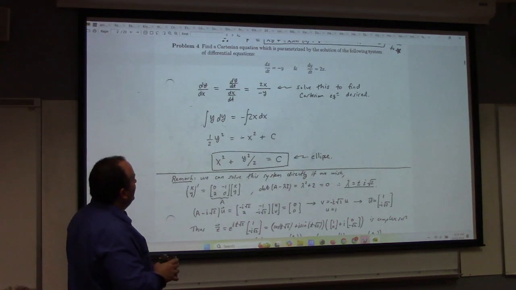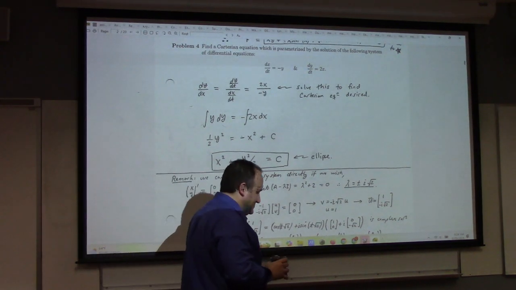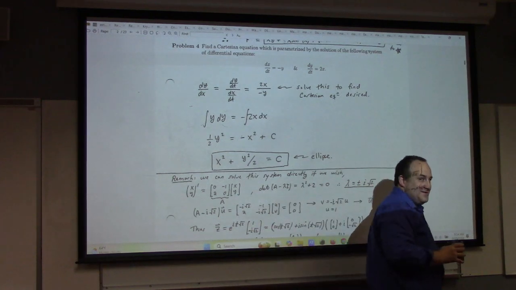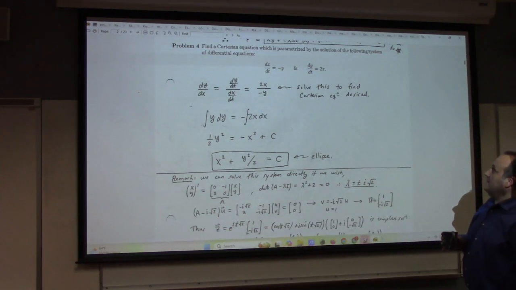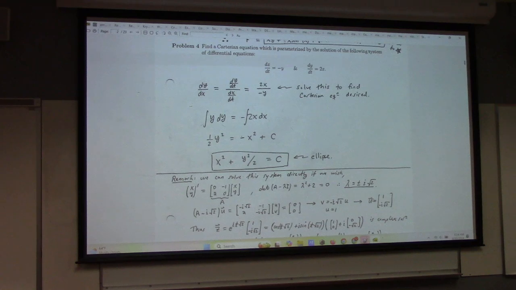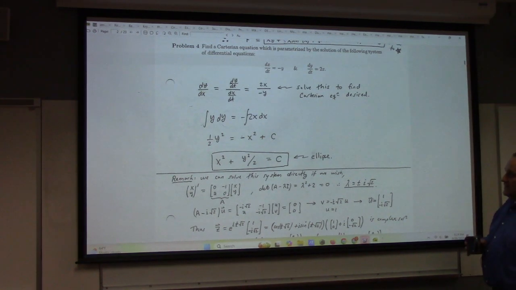So next up, we're trying to find a Cartesian equation, which is parametrized by the solution of the following system of differential equations, right? So what I'm after here is I want to find a Cartesian solution, right? If you want to find a Cartesian solution, a nice trick to use is to eliminate time at the level of calculus, right? So dy dx I can write as dy dt times dx dt.